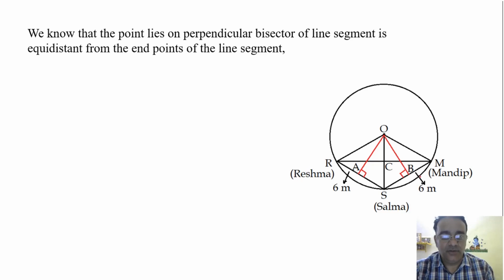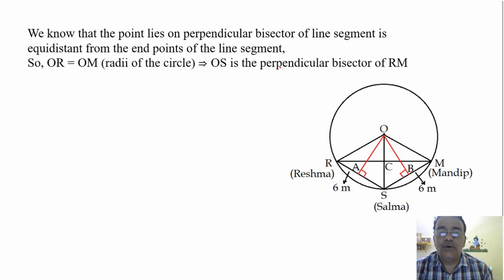Okay, so for that we have to write, we know that the point lies on the perpendicular bisector of the line segment is equidistant from the end points of the line segment. So here OR is equals to OM implies OS is the perpendicular bisector of RM. इसका मतलब ये वाला 90 डिग्री है. क्लियर? ओके. नाउ अब हम लोग ORS ट्राइंगल का एरिया दो तरीके से निकाल सकते हैं.